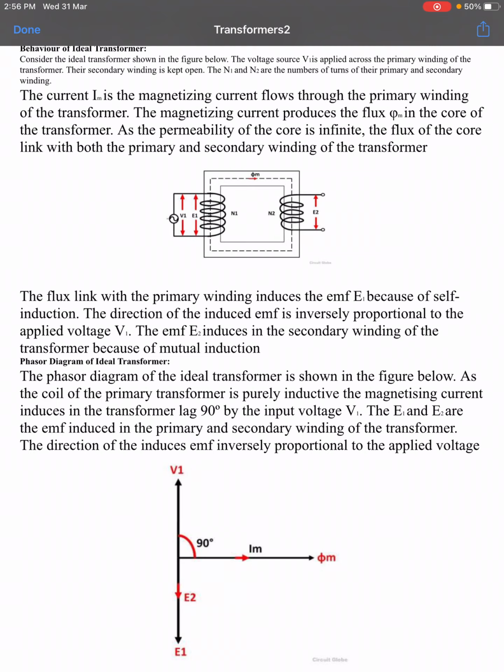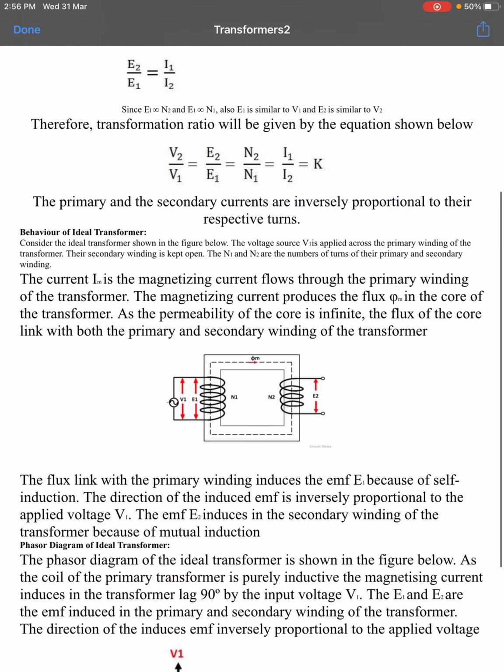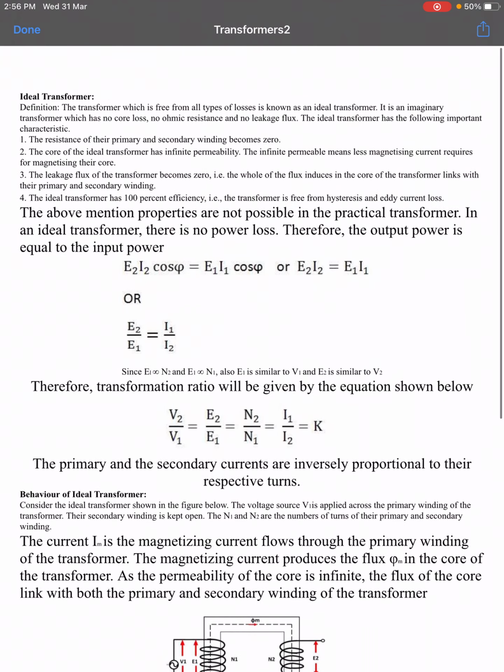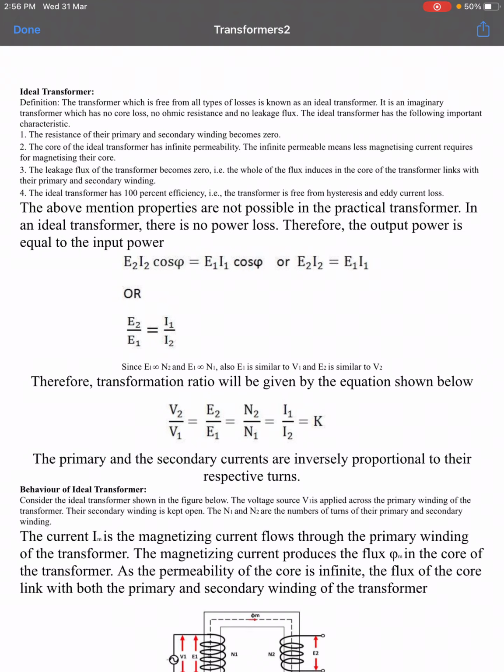When current flows through the winding, only then is flux produced in that coil. When the flux links with the coil, from Faraday's laws of electromagnetic induction, an EMF is induced in that coil. Here, in the ideal transformer, we don't have any losses. It is free from all types of losses.